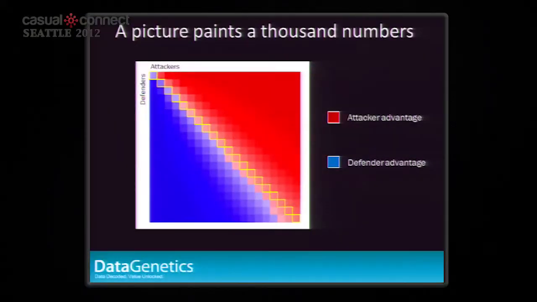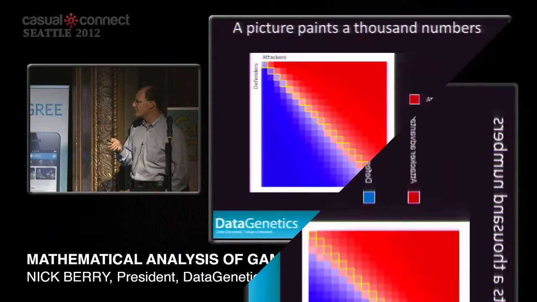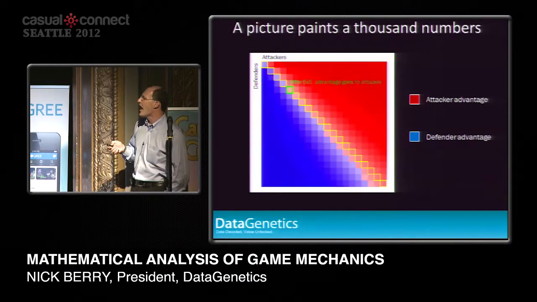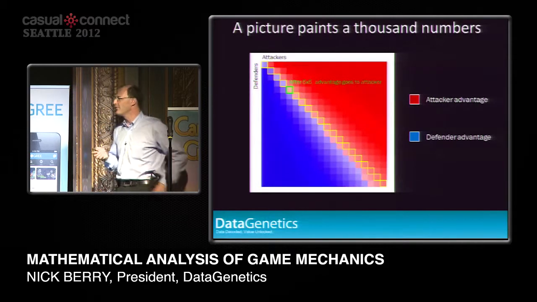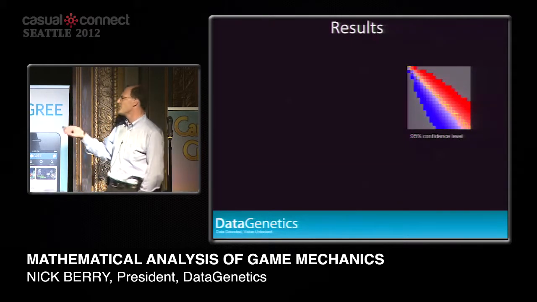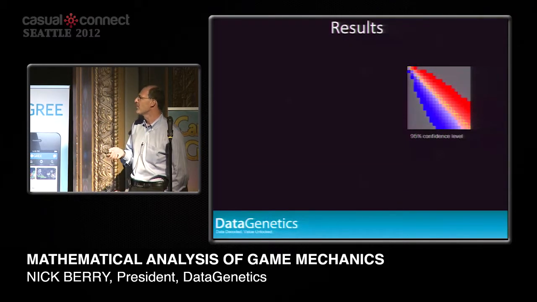Here we have all the possible attackers, all the possible defenders. It's shaded red where the attacker has the advantage, shaded blue where the defender has an advantage. And as we can see here, after 5 on 5, it changes to the attacker having an advantage over the defender. And if you want to look at things like a 95% confidence level.